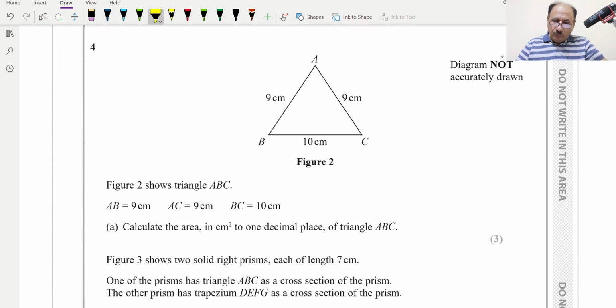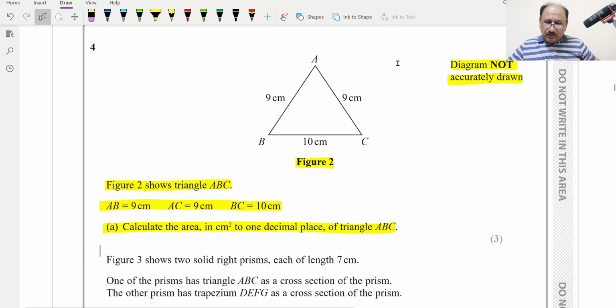Question number 4, a diagram is provided which is not accurately drawn. Figure 2 shows triangle ABC. AB, AC and BC values are provided. Calculate the area in centimeter squared, to one decimal place, of the triangle ABC. So 3 marks, we have to calculate the area of the triangle.